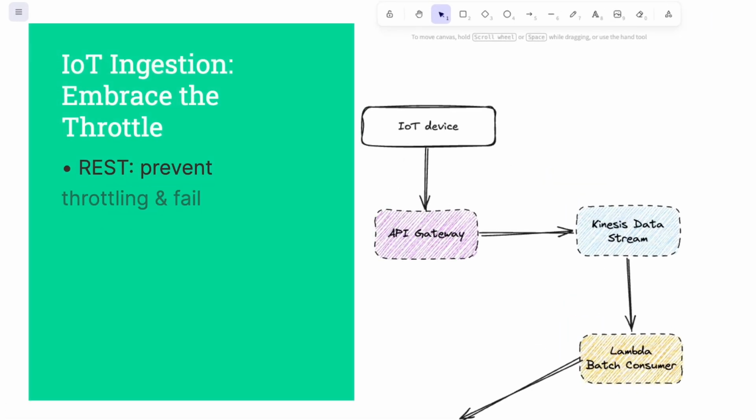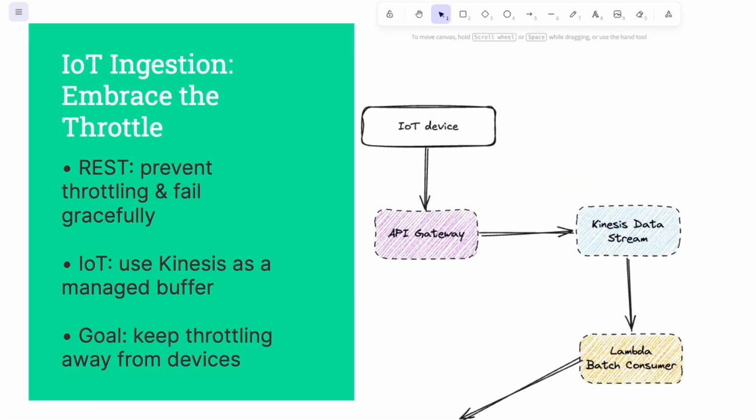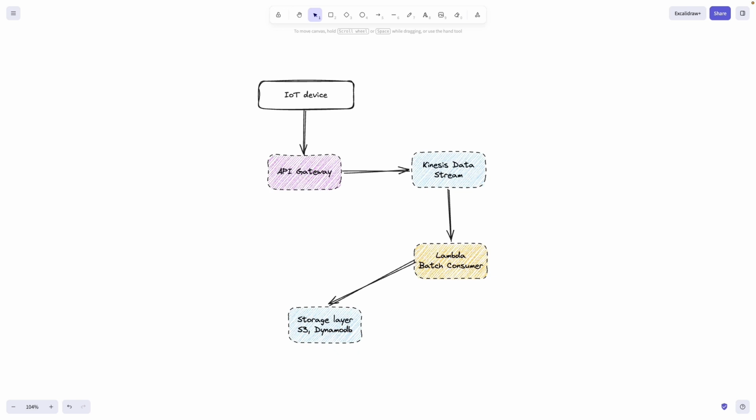And the whole design philosophy here is different from the REST API. In the REST API pattern, throttling is something that we want to prevent and handle gracefully. And here in the IoT pattern, we are embracing the throttle. We are designing Kinesis as a managed buffer, so throttling never surfaces to devices in the first place. The stream is the shock absorber.